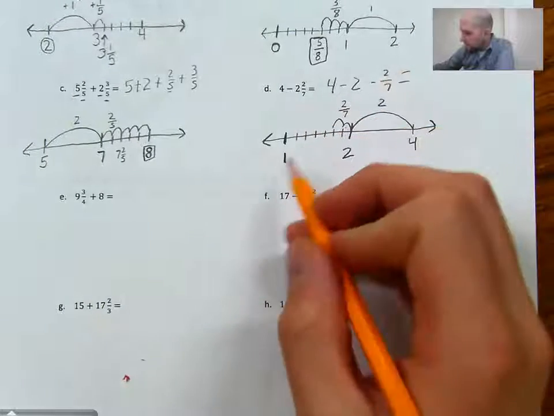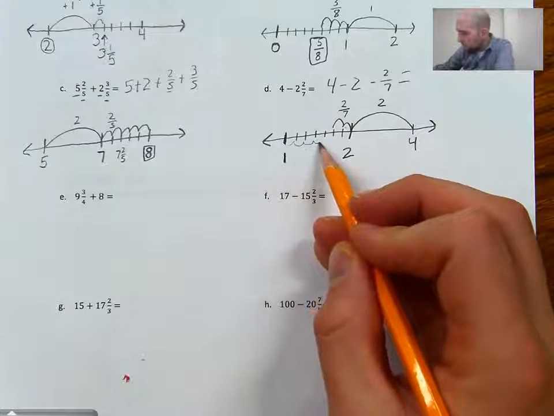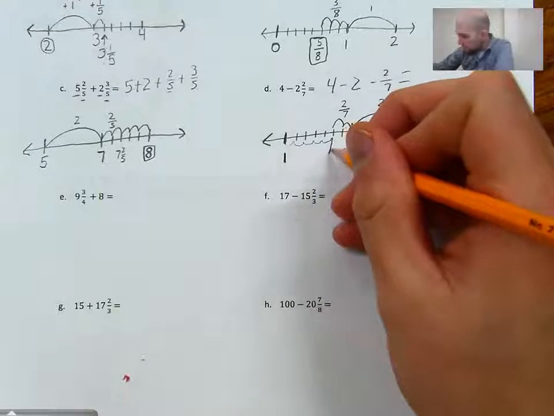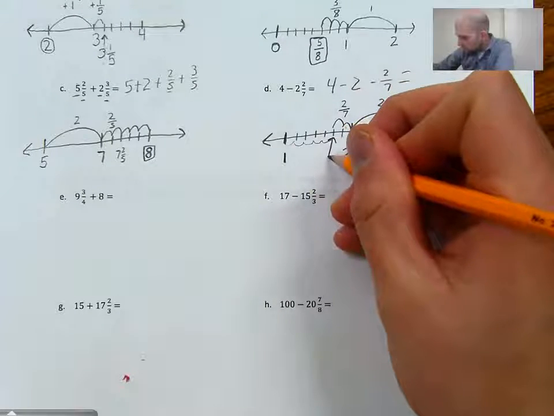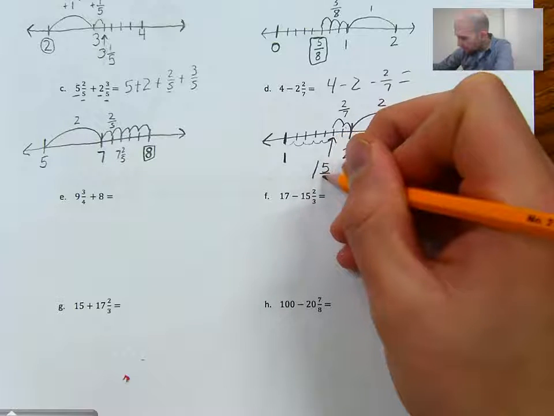Now I need to count up from my 1. I have 1 and 1, 2, 3, 4, 5/7. This right here will be our answer. We're going to end up with 1 and 5/7.